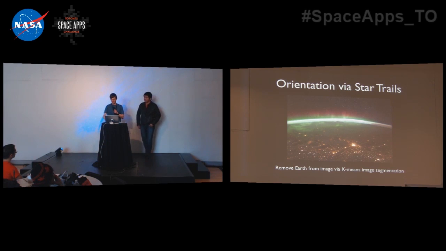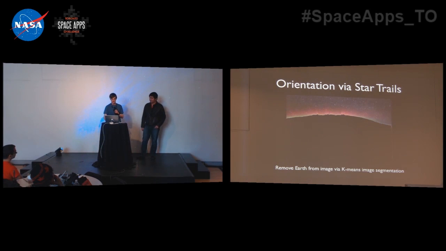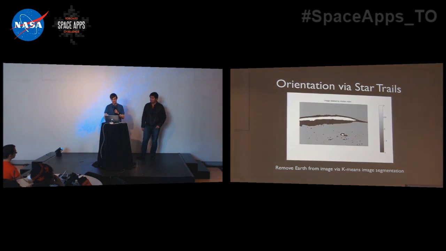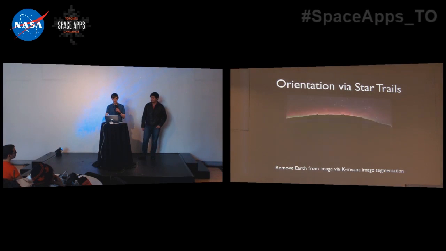So for the orientation via star trails, the first thing we need to do is some segmentation. We do kmeans segmentation, which is basically a Gaussian clustering method, to remove the Earth so that we get just the stars and we figure out where the horizon line is. This is just an image of the kmeans segmentation. So you can see we also figured out where the aurora is based on the segmentation algorithm.